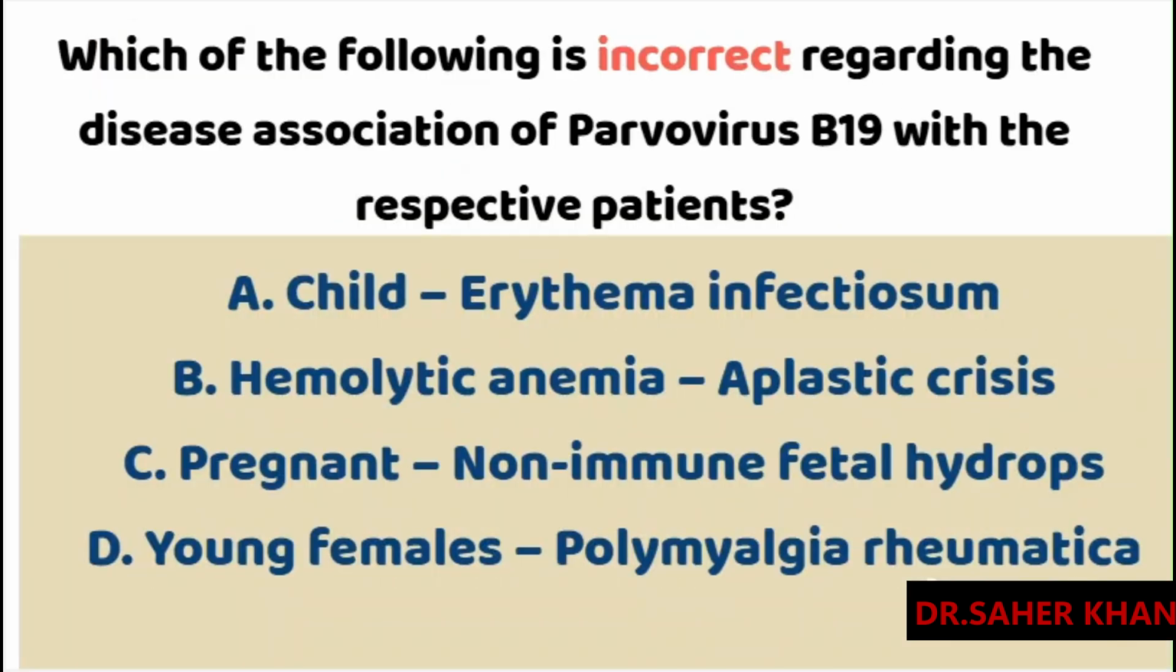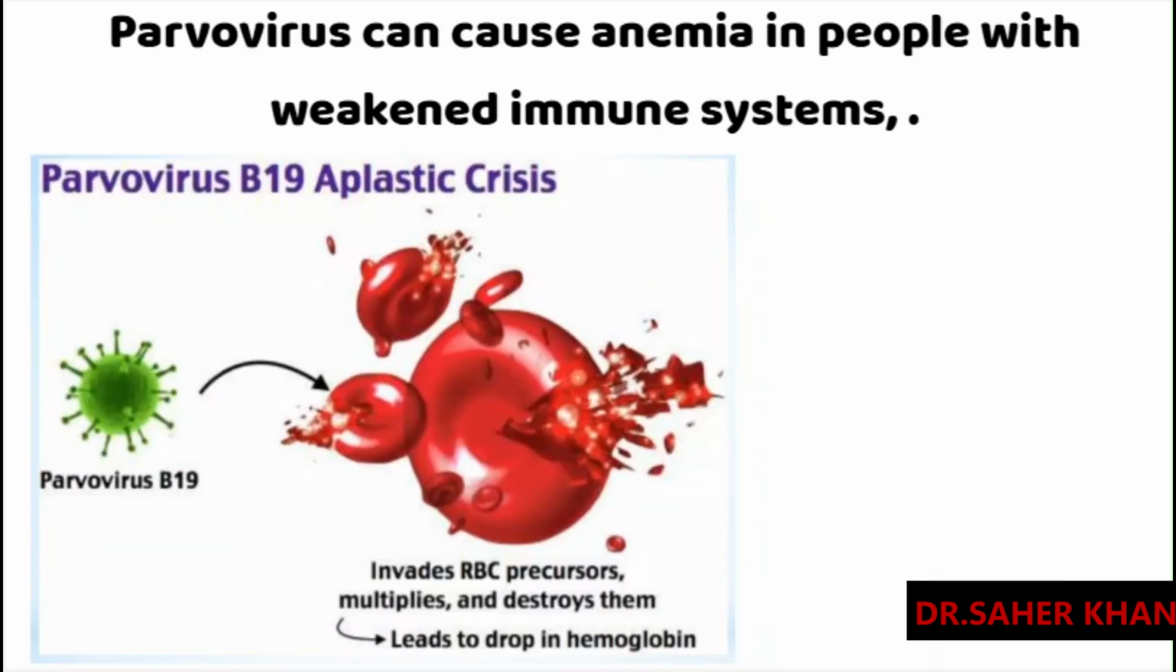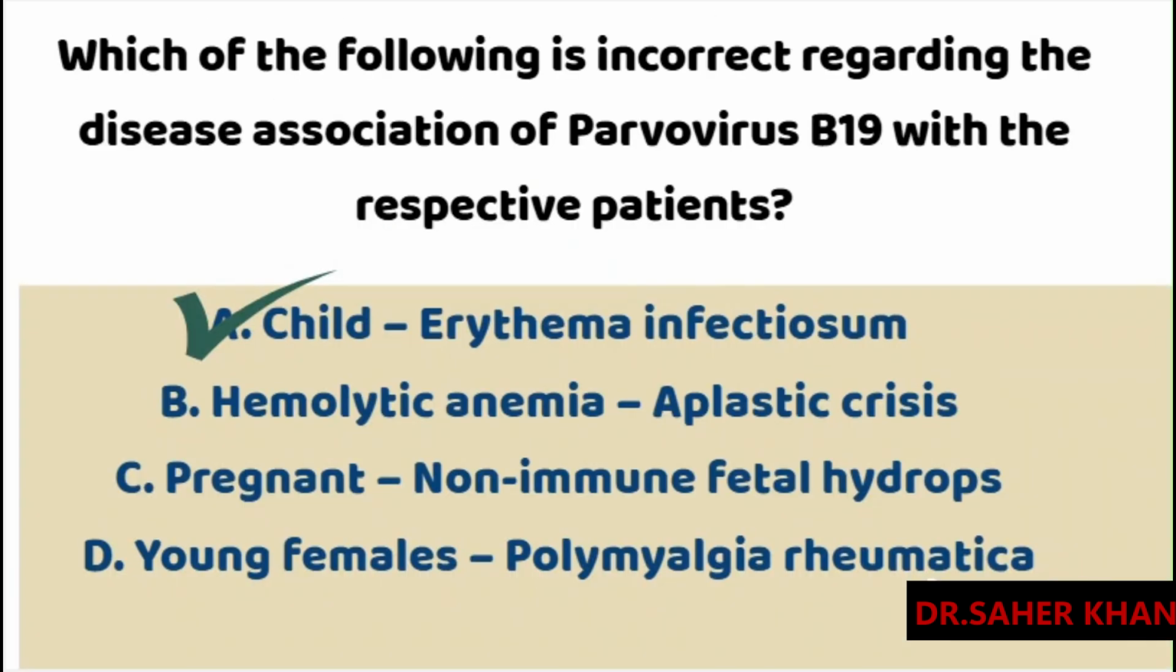Okay. The second option says hemolytic anemia, aplastic crisis. Again, this complication is caused by Parvovirus B19. Parvovirus stops red blood cell production for a short time, but in patients with pre-existing conditions like sickle cell disease or thalassemia, it can cause severe anemia known as aplastic crisis. So again, this option is related to parvovirus.